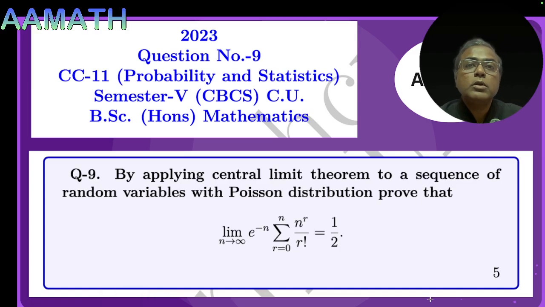Question number 9, 2023, paper CC11, Probability and Statistics, semester 5, CBCS.